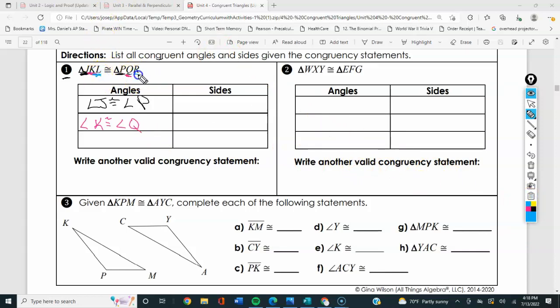Lastly, L is third, R is third. So your angle L is congruent to angle R. Alright? That's not so bad. Well, that doesn't work. Oopsie strudel.